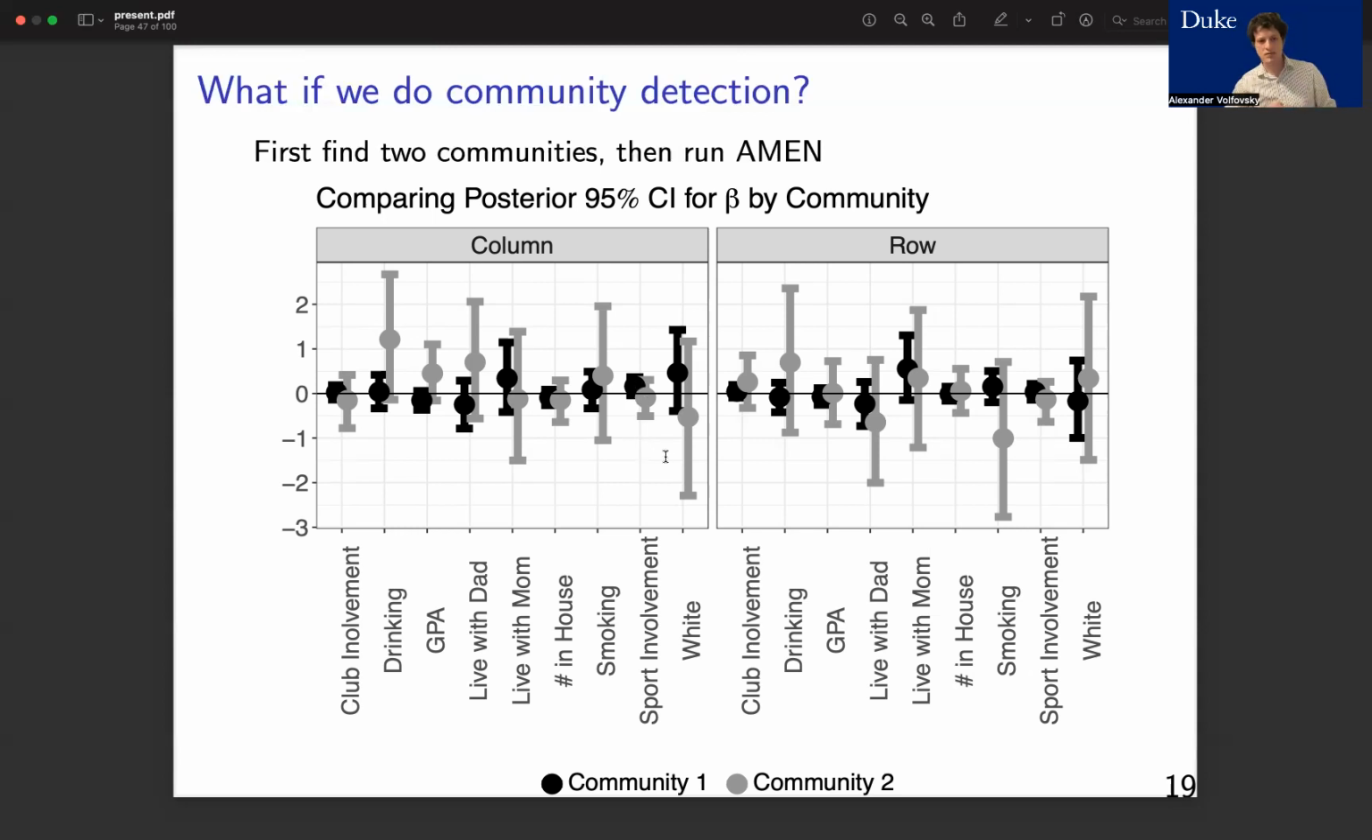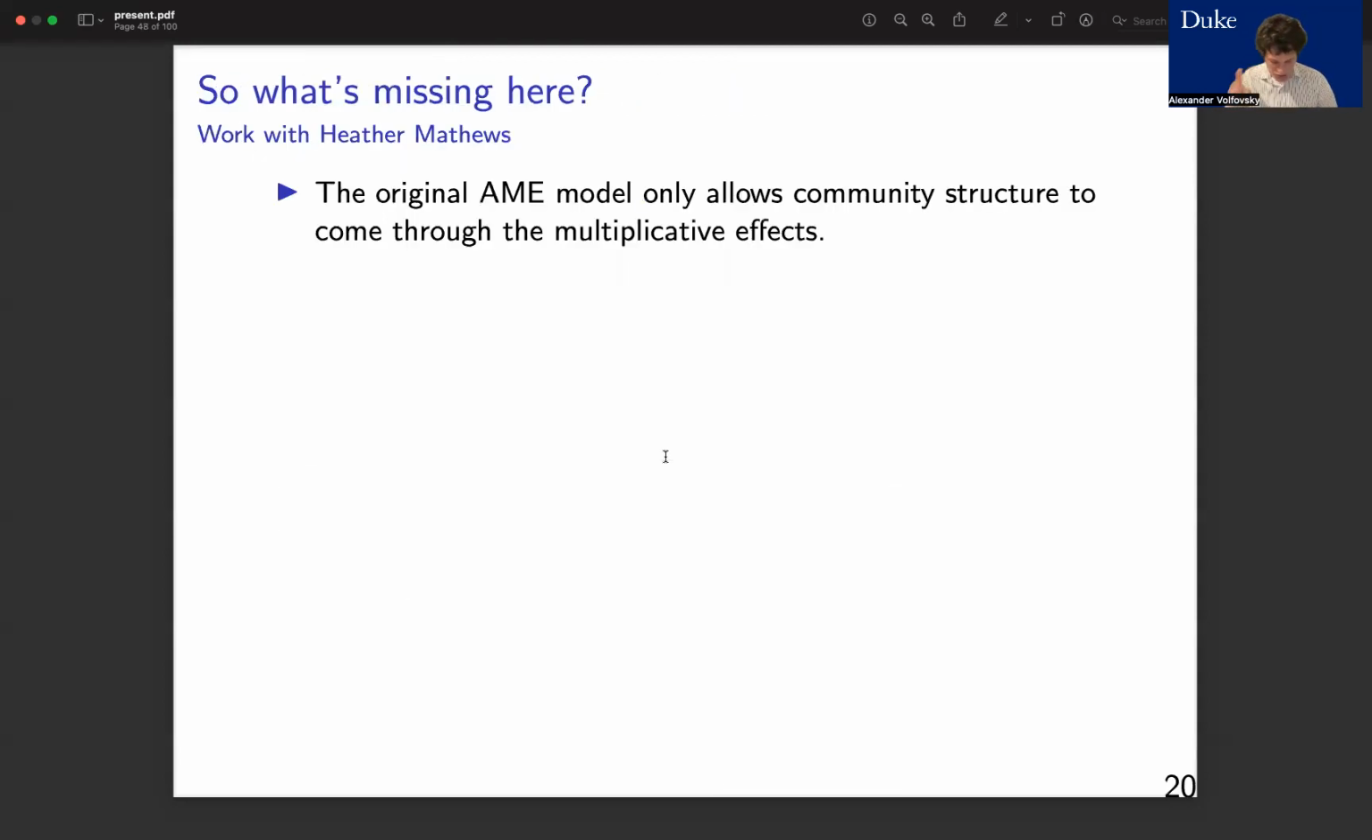Similarly, sport involvement might be a little bit low, and so on. So we're seeing some kind of difference between two latent communities, right? I'm not telling you how we constructed them yet. In this case, we just ran a fairly naive algorithm. But maybe if we can simultaneously learn the communities and study how covariates predict friendship formation, we would be able to do better. So this is joint work with Heather Mathew, who actually just defended and just graduated, in fact.